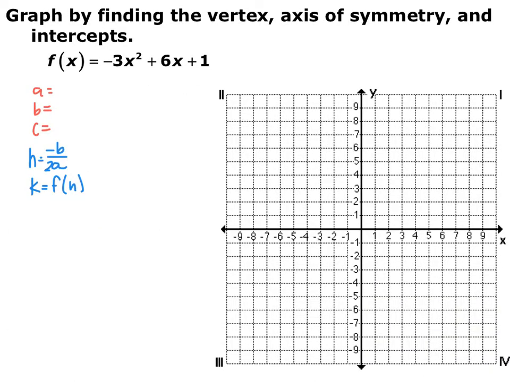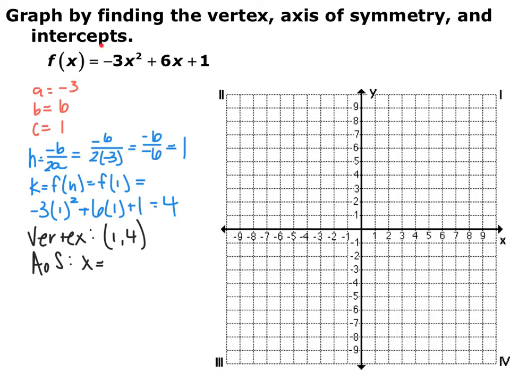So for this first one, we have a function in standard form. First of all, I want you to pause the video and, based off this equation, find a, b, and c. Once you have a, b, and c, you want to find h, which is the x-coordinate of the vertex, with this formula here, and k, which is the y-coordinate of the vertex. Once you find h, just plug that back into the original equation and find your y-coordinate. So go ahead and pause the video and do that.